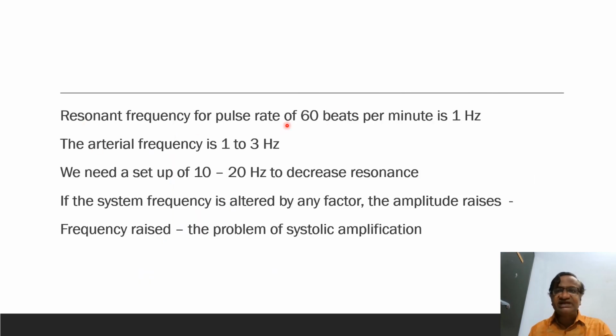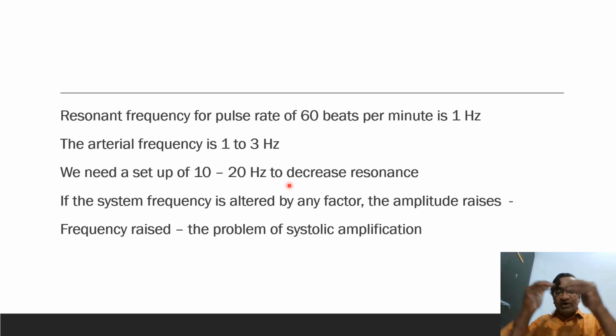The resonant frequency for a pulse rate may be 1 Hertz. The arterial frequency is 1 to 3 Hertz. So we need to set up at 10 to 20 Hertz. Our system's frequency should be around 20 Hertz.